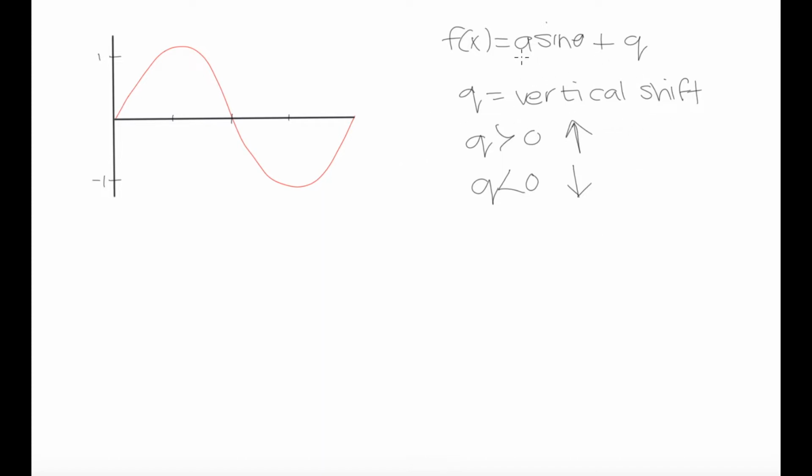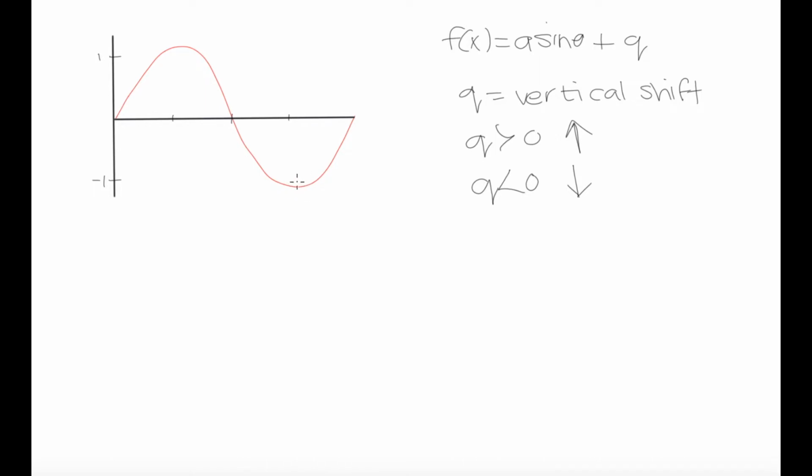What about our a value? Our a value is going to affect the amplitude of our graph. And if you're wondering what the amplitude is, this maximum here is known as the crest of a wave. So this point here is the crest of our wave. It's the highest point of our wave. This point here is the trough.